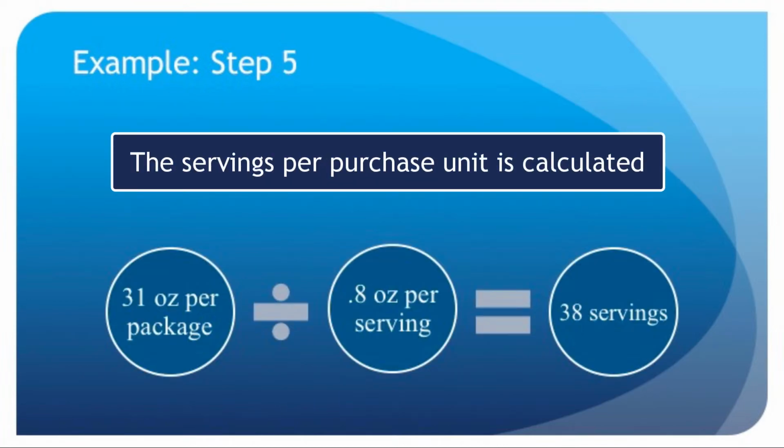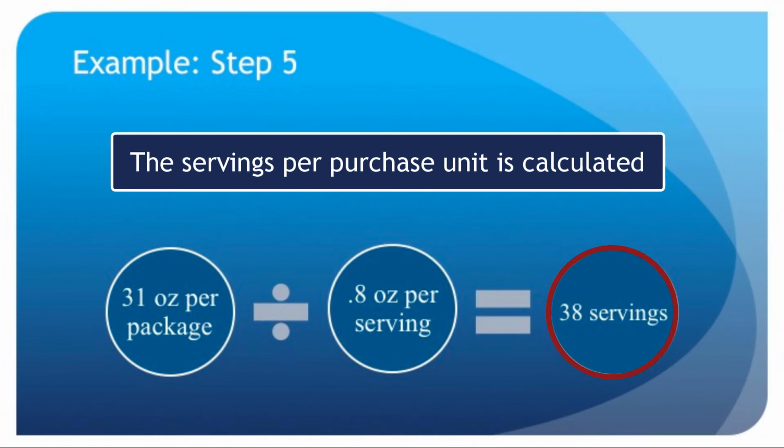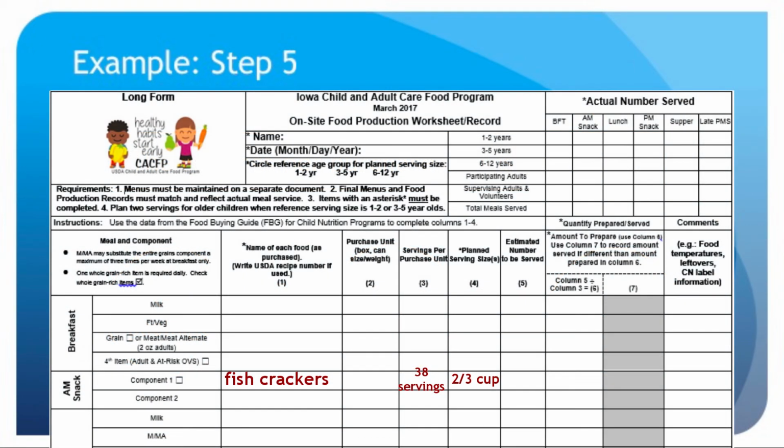Step 5, the servings per purchase unit is calculated. The weight of the package, or 31 ounces, is divided by the 0.8 ounce serving size. The answer is 38 servings. Record 38 servings per purchase unit in column 3 of the food production record.